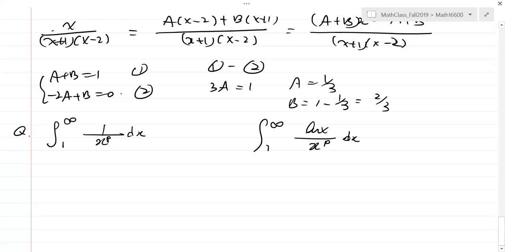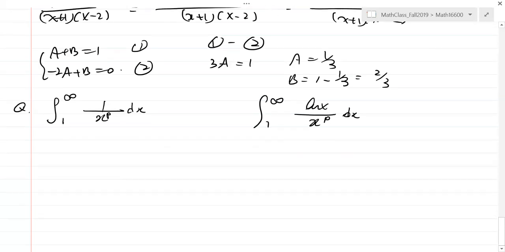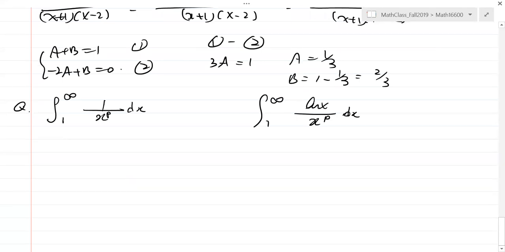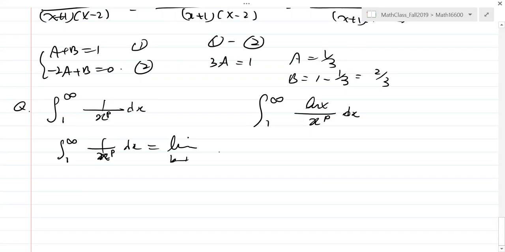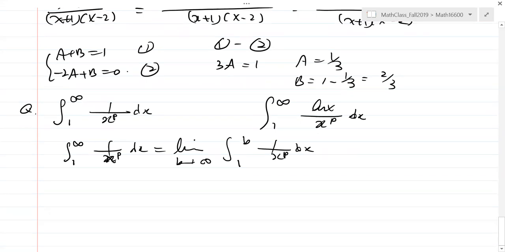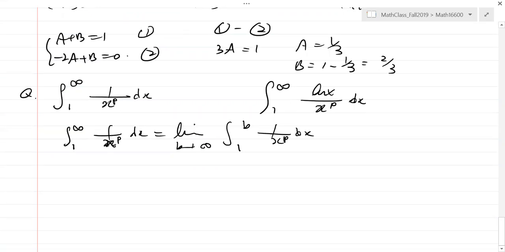The key point to do this problem and get credits, even if you cannot complete it, is you have to tell me this is going to be the limit as b goes to infinity of the integral of this. Then you try to evaluate this integral. Then you take a limit, next two steps. But you have to tell me why you have to evaluate the integral, right? Because by definition, this improper integral is defined to be the limit of the integral over a finite interval. That's a key point, okay?